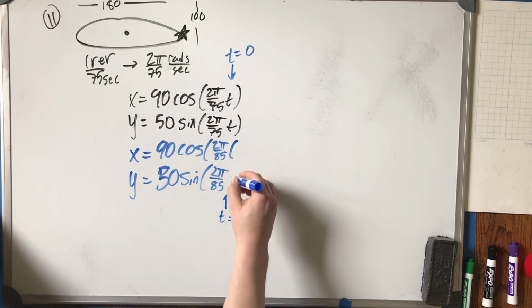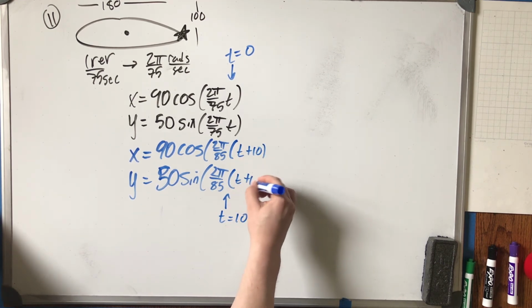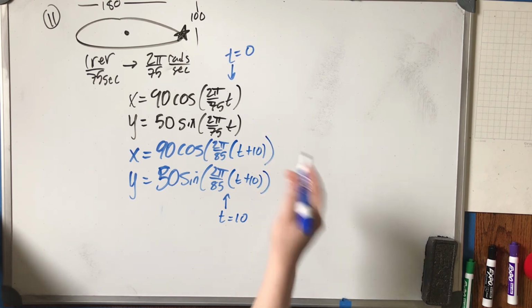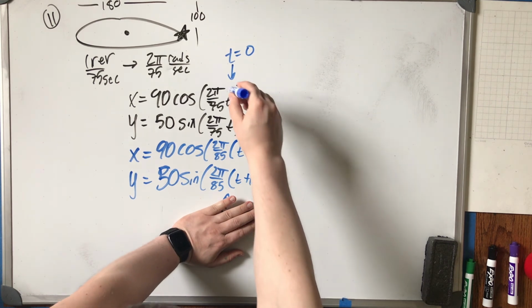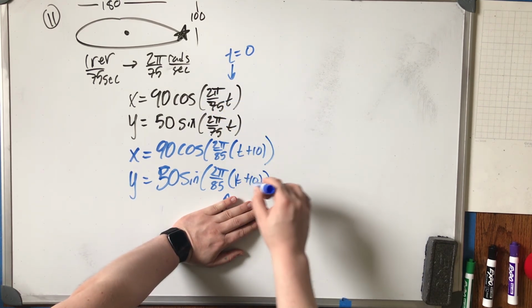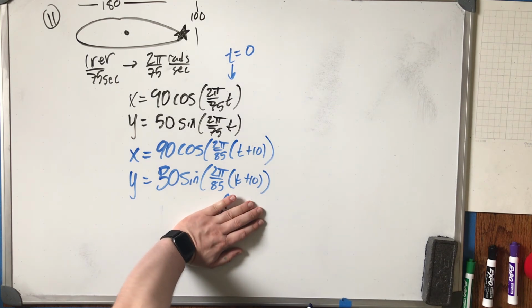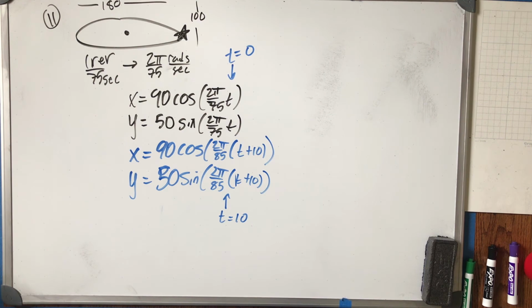So the way that we do that is we put another set of parentheses here and we just do t plus 10. So let's stop and think about that before we go too much further. If t equals 0 for this person's equations, then that's going to make this person have a t-value of 10, which gives them the 10-second head start. So we just do, in parentheses, t plus 10. And that gives us that one.